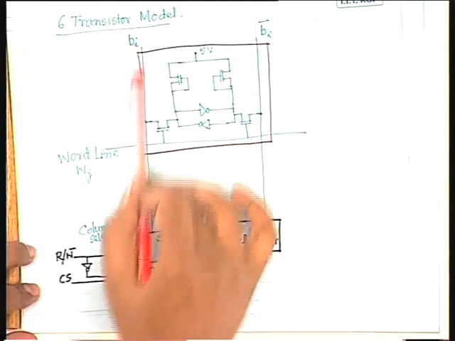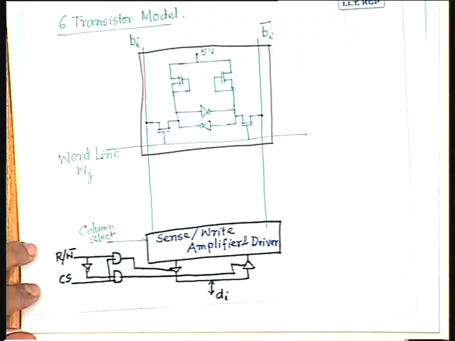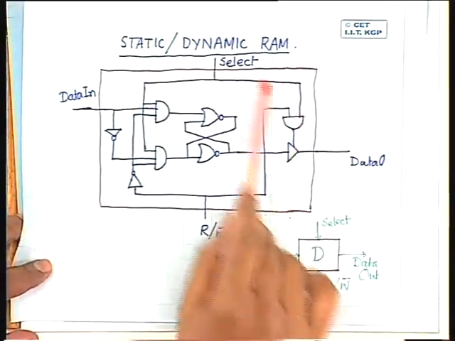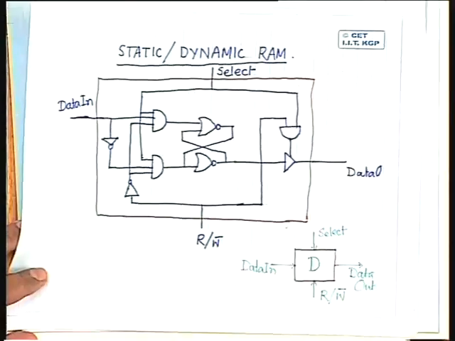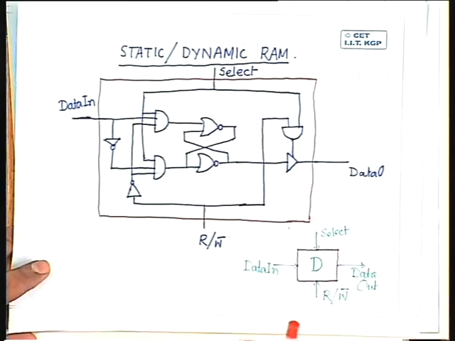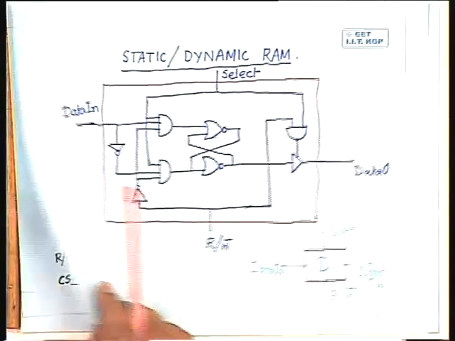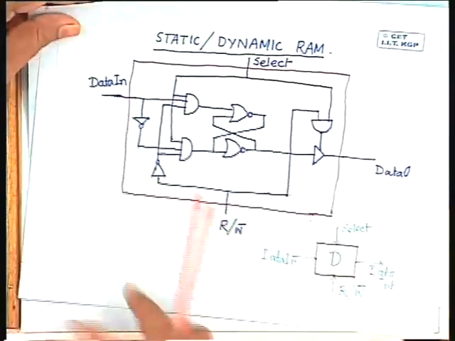So if we implement the cell like this, you find that the number of transistors required is much less compared to the number of transistors required in this type of implementation. So this is the basic architecture of static RAM cells and static memory organization.